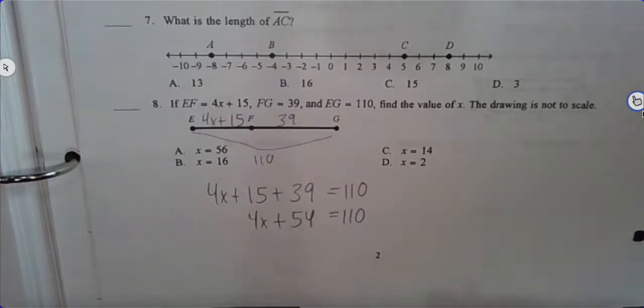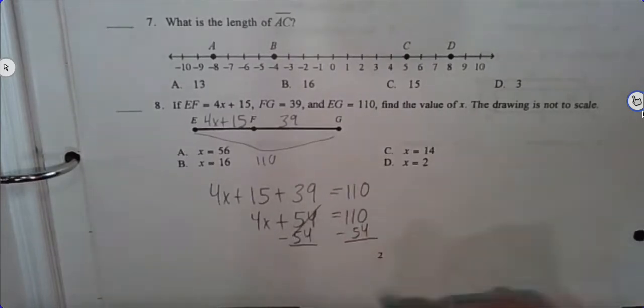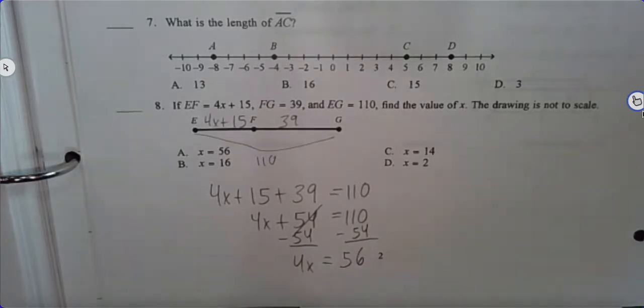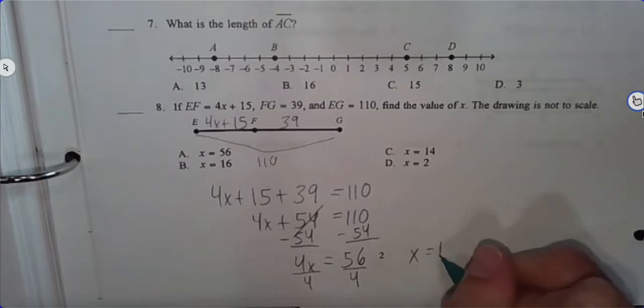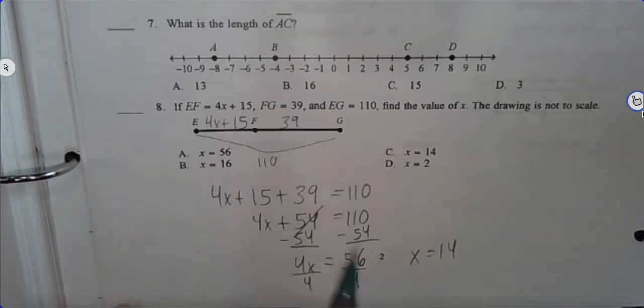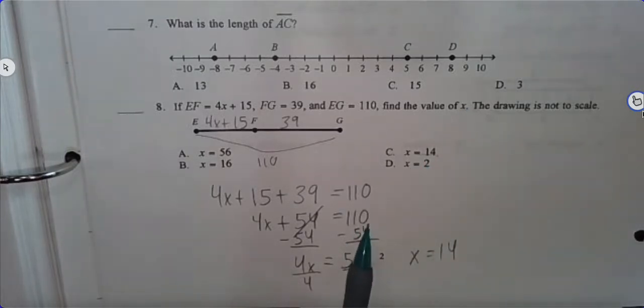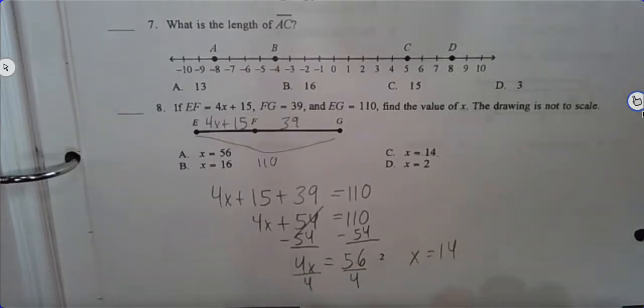Then what do I do? Subtract 54. So 4x equals 56. Then what do I do? Divide by 4. And what's 56 divided by 4? 14. X is 14. And that's what they wanted. They don't want a length or anything. Okay, 110 minus 54 is 56. Then I still have to solve for x. So I divided by 4 and x was 14.